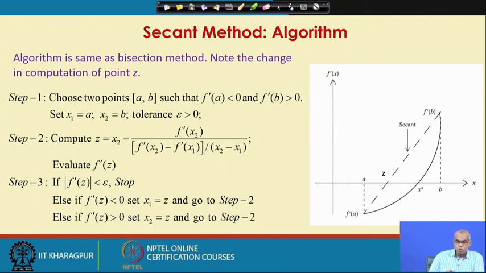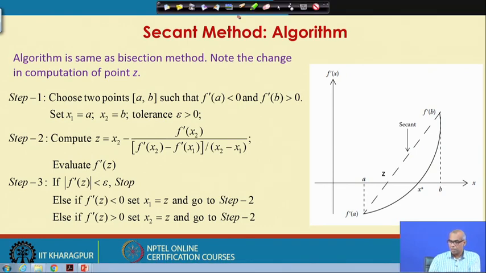So, we choose 2 points a and b such that f prime a and f prime b have opposite signs. I have chosen point a and point b, and you note that at point a f prime a is negative and at point b f prime b is positive. So, the minimum lies between a and b. We set x 1 equal to a and x 2 equal to b. We also define a small tolerance value.